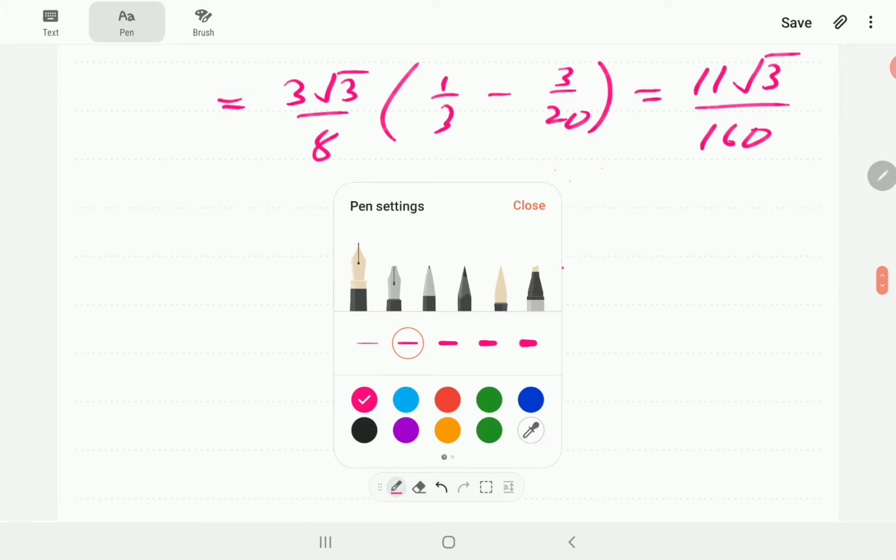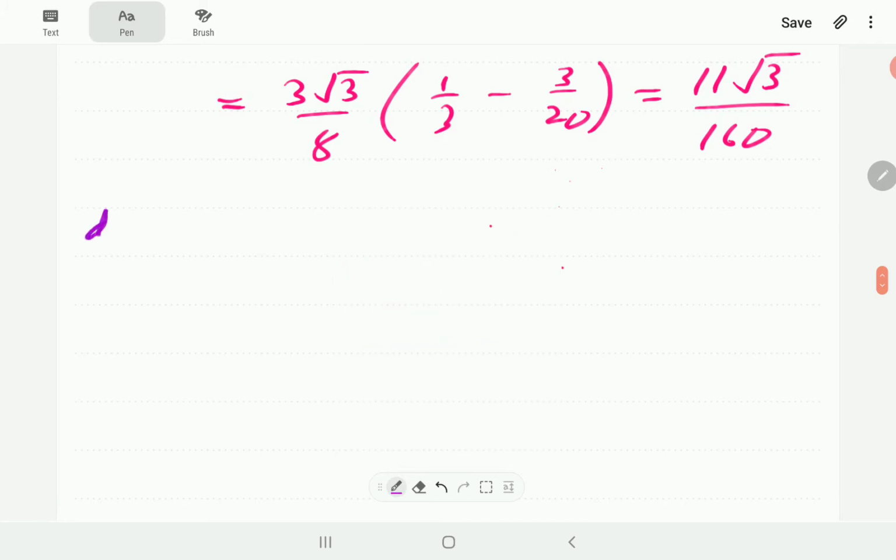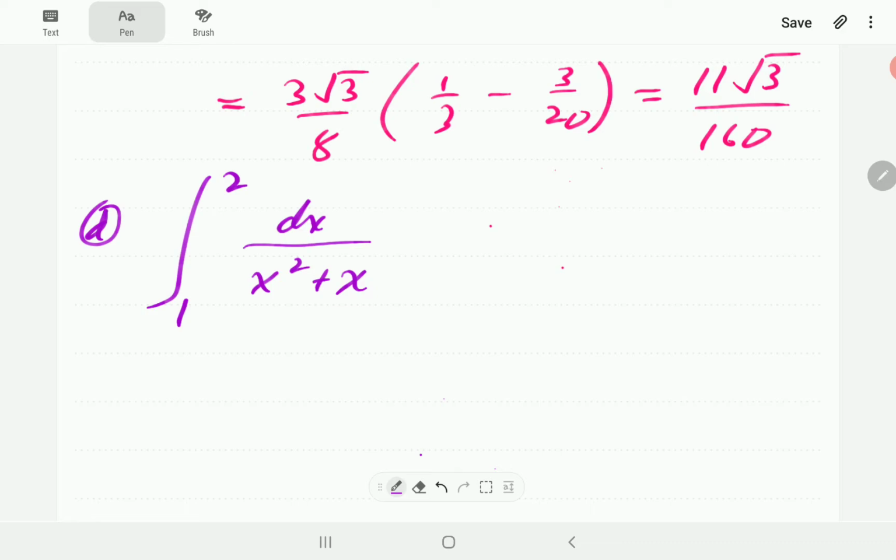Now going to part D. In part D, we've got the integral from 1 to 2 of dx over x squared plus x. So the first issue here is which method are we going to use? Substitution is always the first point of contact. Here we see that if we differentiate this, we want to get 2x plus 1. We don't have anything like that there, so it means it won't be substitution. But looking at this, it is a polynomial. We've got a polynomial there as well.